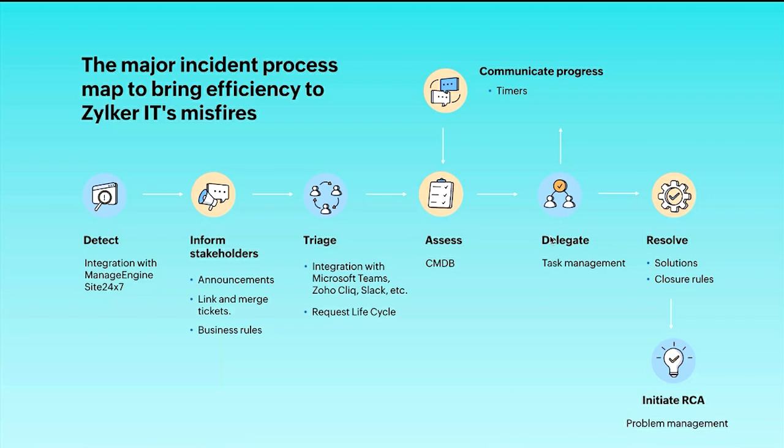So the very first line item you have to do is to detect any such warning or alert, right? And this can be done through a monitoring tool like Site 24/7, which we have within ManageEngine. So Site 24/7 can be integrated with Service Desk Plus, and you can create a ticket instantaneously, right? And then you can start informing the stakeholders through announcements and through various modes of communication that there is a major incident going on. And then you can triage, you can bring in the right talent, you can ensure that a single lane of communication is set up for the IRT to work.